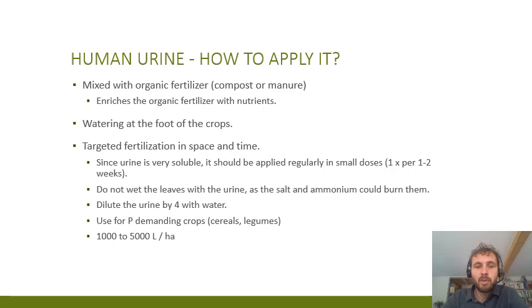It's good to use it for crops that demand a lot of phosphorus, like cereals and legumes, and you can apply between 1 cubic meter to 5 cubic meters per hectare.